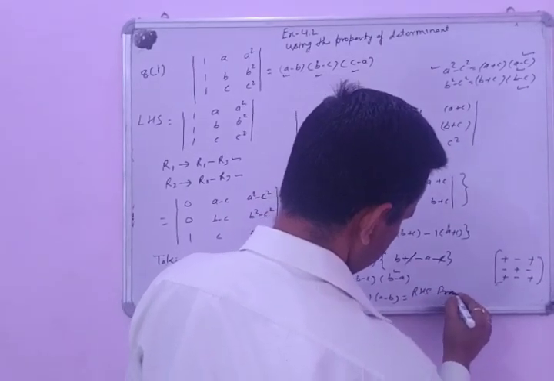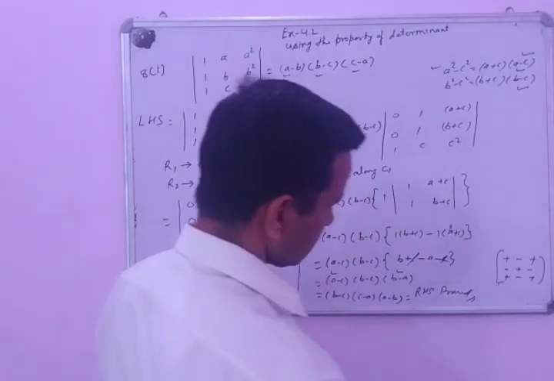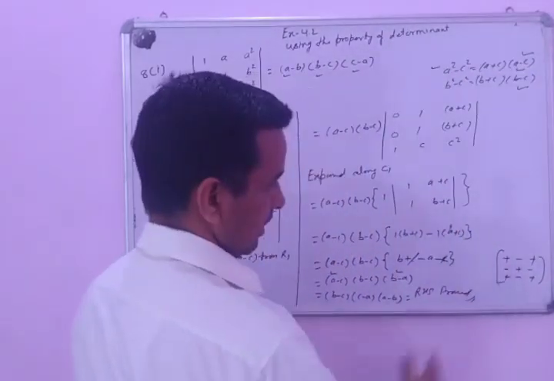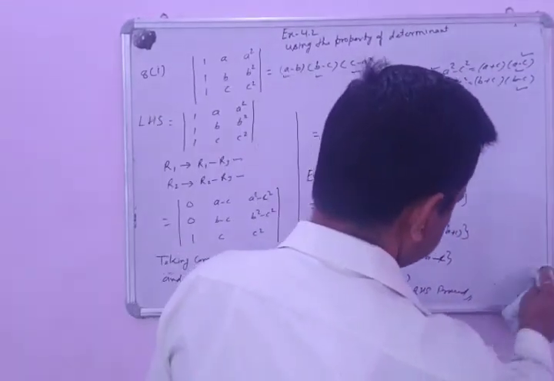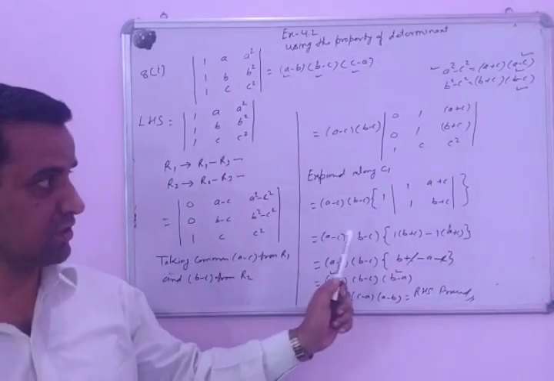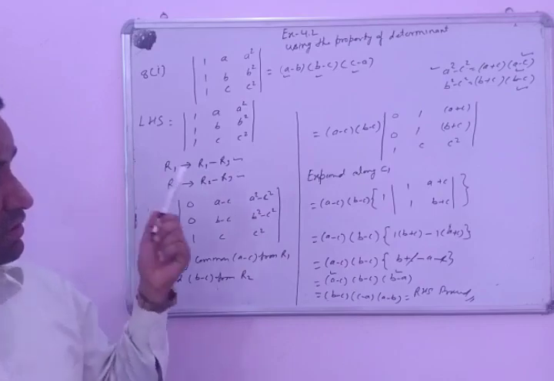Proved. According to this way you solve, and keep this table in mind. So note this down. This type of question is a 4 marks question. Note it down.